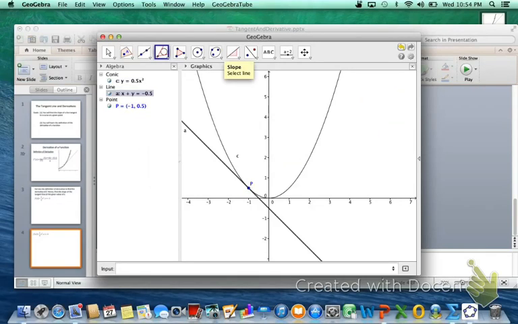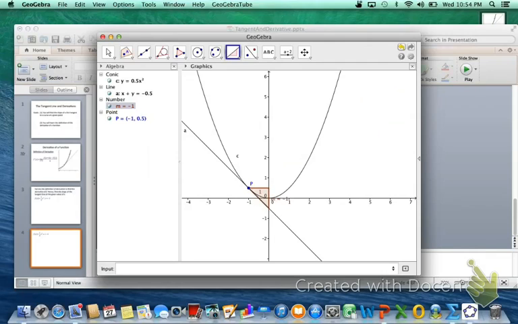If I use this little slope tool right here, just pick the line that I want to find the slope for. And you can hardly see that. Let me zoom in a little bit. But it says the slope is -1. See that right there? Okay, great.